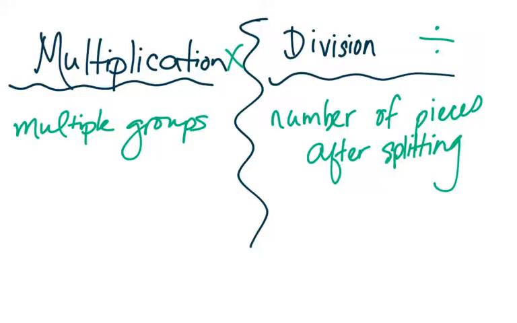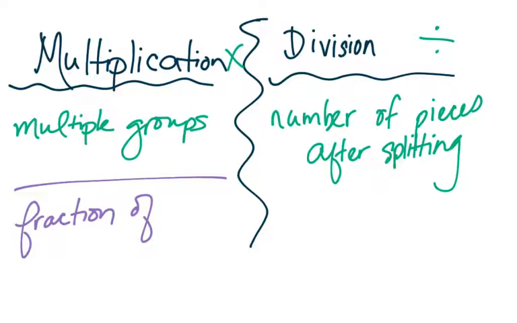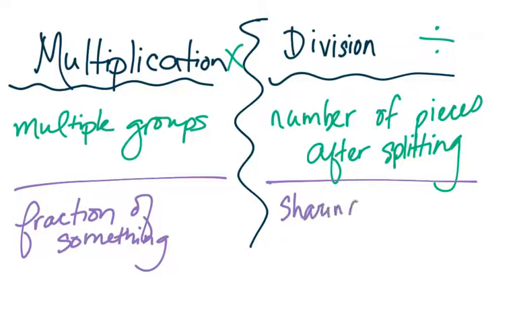For multiplication, you may have a fraction of an amount. That is definitely a multiplication situation, like 1/3 of 15. Well, that would be 5 because you're multiplying 1/3 times 15. And with division, you can think of sharing or distributing evenly.